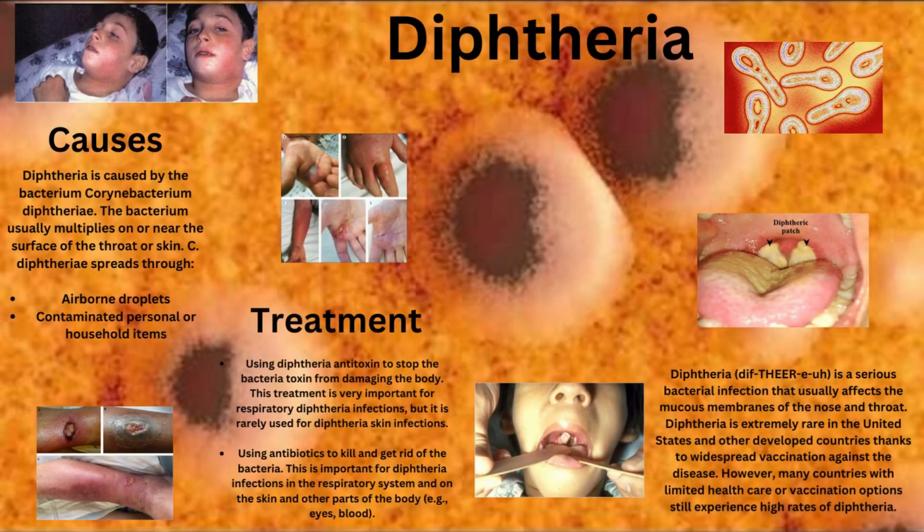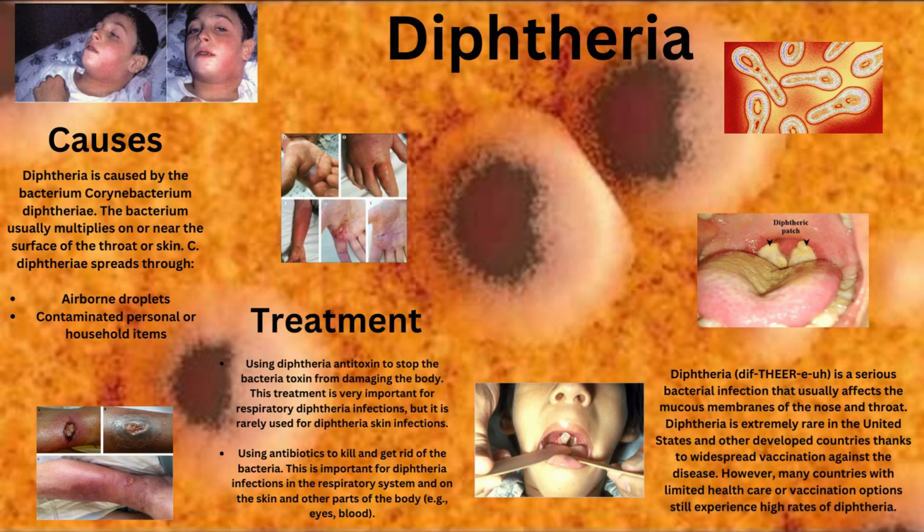Diphtheria. Diphtheria is a serious bacterial infection that usually affects the mucous membrane of the nose and throat. Diphtheria is extremely rare in the United States and other developed countries thanks to widespread vaccination against the disease. However, many countries with limited healthcare or vaccination options still experience a high rate of diphtheria.